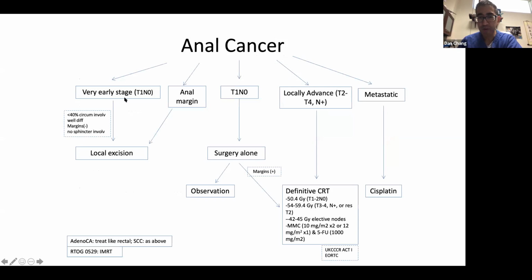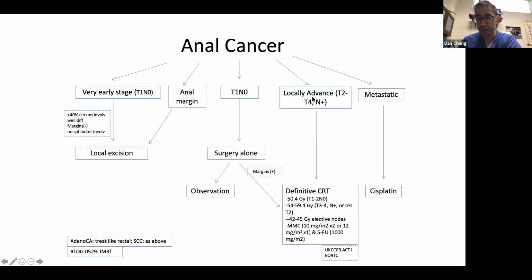And if you're super early stage and you can manage it with a local excision, you can try, although I don't know if I would suggest that. Anal margin, don't worry about that. That just means skin cancer outside of the anus, but those are managed surgically because they're managed like a skin cancer. But if you have an early stage anal cancer, this is controversial. Some people might argue you can do surgery alone. I don't really agree with that. I think you should just do chemotherapy and radiation, or at least radiation therapy.